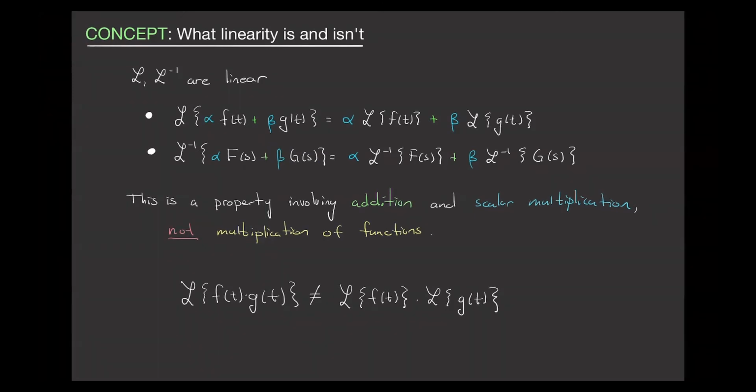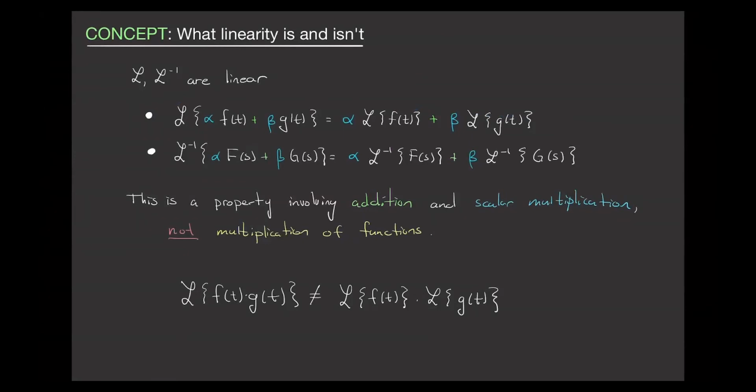So to be linear means we can take the Laplace of this linear combination and rewrite it like this. The inverse Laplace transform is also linear, so we can take this linear combination and rewrite it like so. As I've highlighted here, this is a property of addition and scalar multiplication. So we don't see regular multiplication of functions in this. We're multiplying scalars times functions, but we're not multiplying two functions together in any of these expressions.